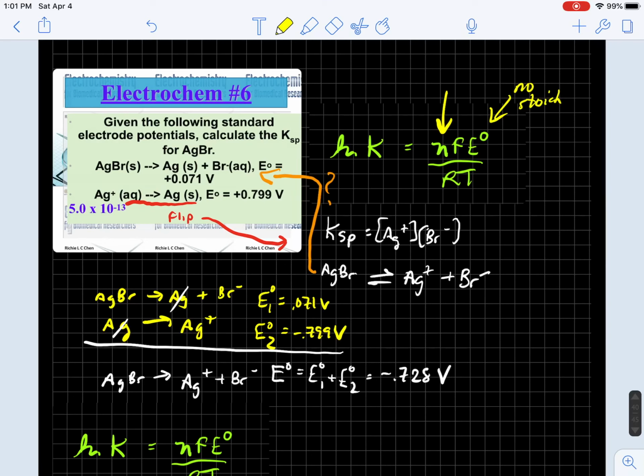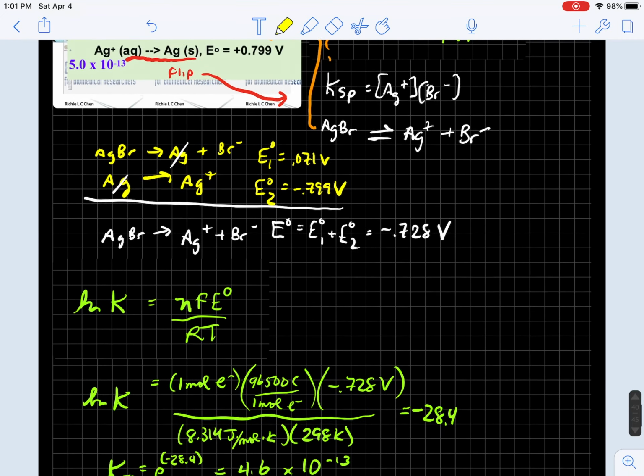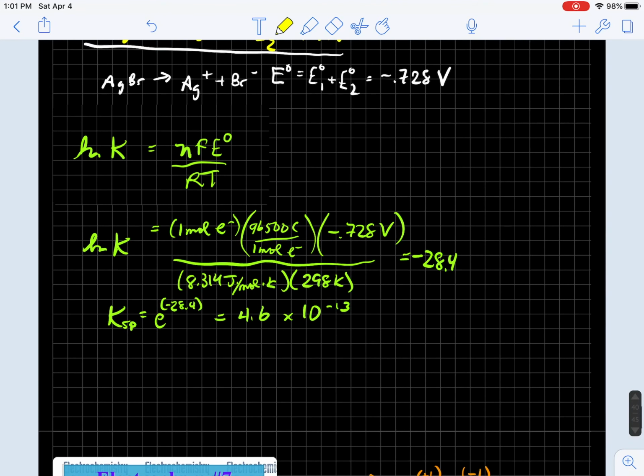So this is a little bit of Hess's law. If I add the two together, then I can calculate E0 by adding E1 plus E2. And I get negative 0.728 volts from that, from the potentials they gave me in the problem. Now I can substitute into my natural log of K. And when I do that, I get KSP as e to the negative 28.4, or 4.6 times 10 to the minus 13.